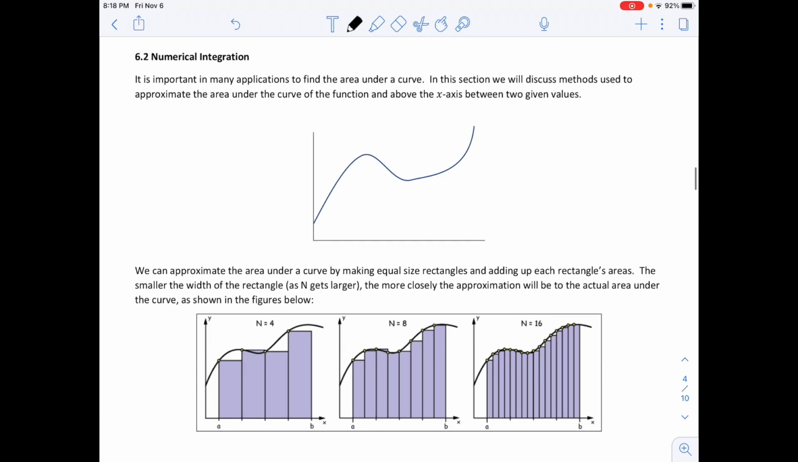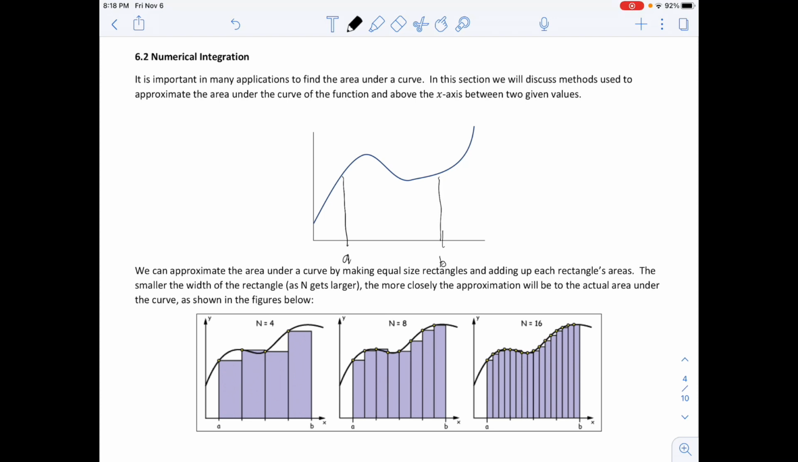The next section that we have is 6.2, and this is called numerical integration. It says it is important in many applications to find the area under a curve. In this section, we will discuss methods used to approximate the area under the curve of the function and above the x-axis in between two given values. So for us, we are going to have two values here. We'll say from A to another value on our curve, and we'll say B.